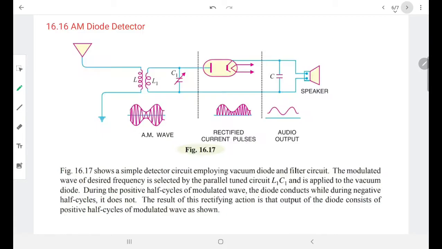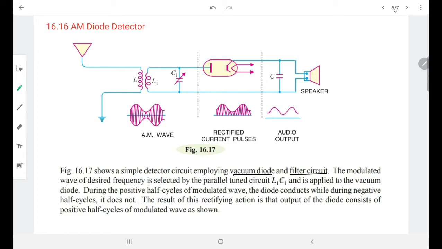So next we are discussing the AM diode detector. We already saw that the essentials of a demodulator are a rectifier and a filter. A diode detector contains a rectification process and a filtration process. Here we are using a vacuum diode for rectification and a filter circuit for filtration.